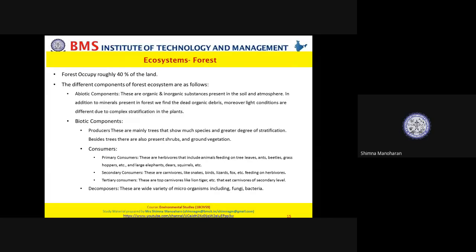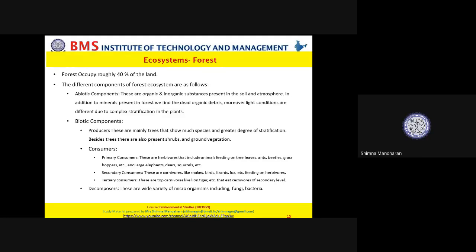What are the different abiotic components in a forest? Maybe you can say soil and the inorganic substances in the soil. Only soil is present in a forest as a non-living component? No, you have trees as well. Trees and the air. Non-living. You have the atmosphere, the air around, the temperature and all that.